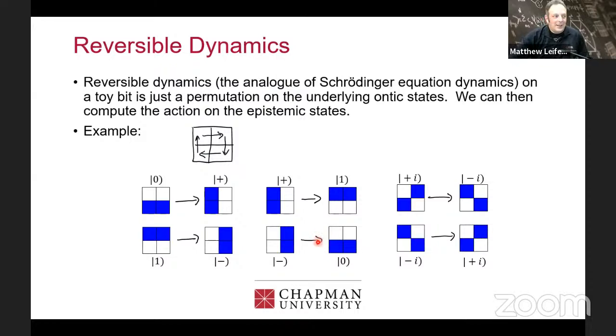Okay, now let's talk about dynamics. So reversible dynamics, this is the analog of the Schrödinger equation or unitary dynamics. This is just going to be a permutation of the underlying ontic states. If you permute the underlying ontic states, then you can compute what that does to the epistemic states.